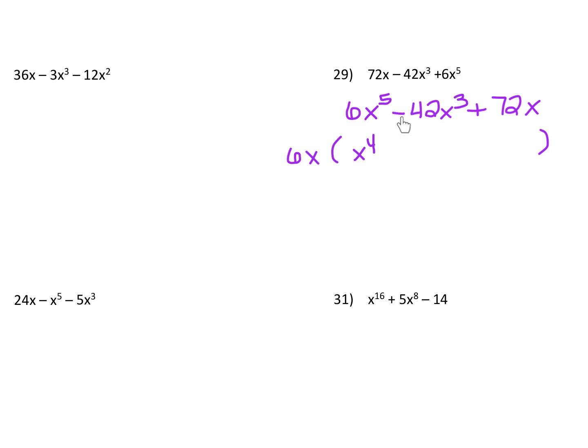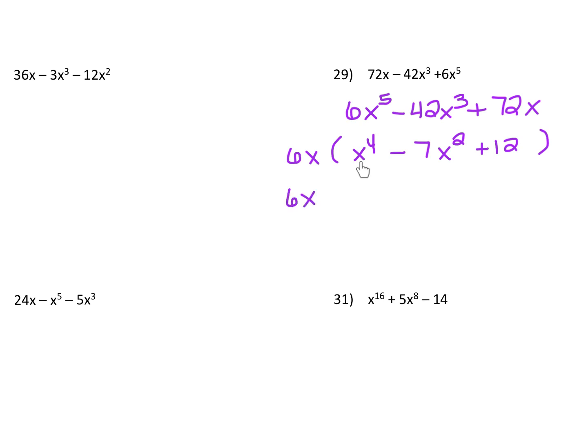Okay, so then negative 42x to the third divided by positive 6x will give me negative 7 and then x squared. And then positive 72x divided by 6x is just positive 12. Okay, we don't want to put an x there because although the original term had one, we took it out. Okay, so now I'm going to bring my greatest common factor down.